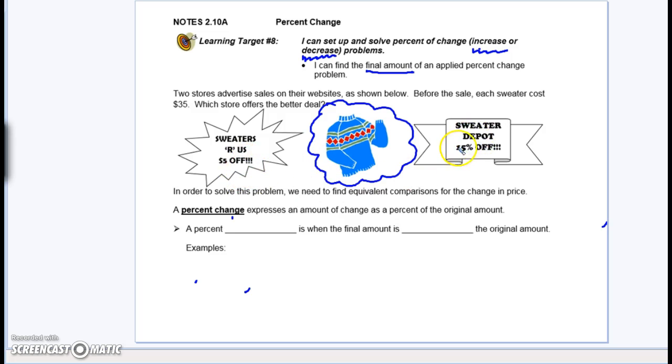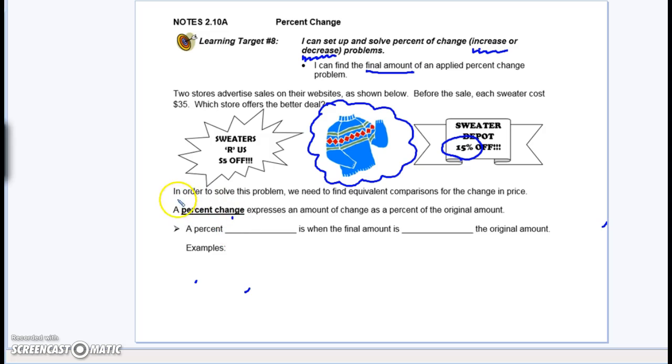Okay, over here, Sweater Depot is a little bit more secretive. Look how they're going to advertise. They say you get 15% off of this sweater. Well, come on, Sweater Depot. How much money is that? Okay, they're making me do a little bit of work because I need to calculate how much money I get to take off of this awesome sweater. So that's why it's really important that you understand how to do these types of things so you can make those good financial decisions.